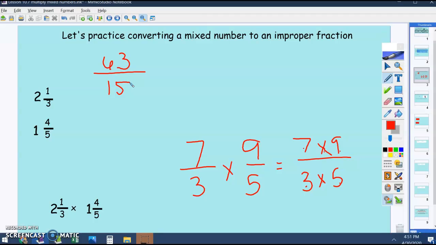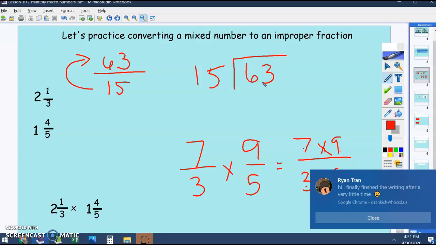Well, now I have to think about, all right, I have to reduce that. Is it improper? Absolutely. So I have to divide my denominator as the divisor into my numerator, which is my dividend. Yeesh, that looks like an ugly problem. I know that 2 15s are 30, so 4 15s would be 60. So I know I could get close to that answer. So 4 15s are 60, and then I subtract, and I get 3. So that's my numerator, and 15 is my denominator because I need 15 pieces to make a whole. So my final answer is 4 3/15.